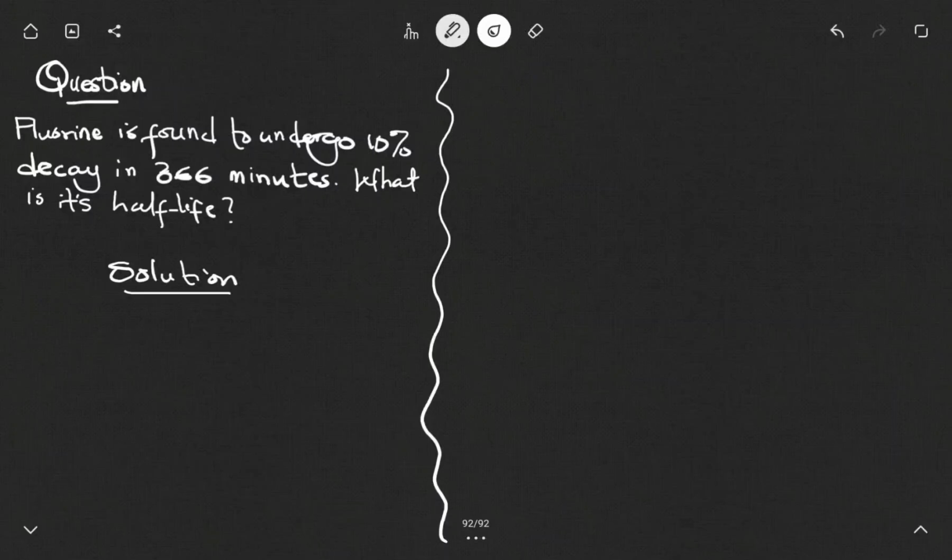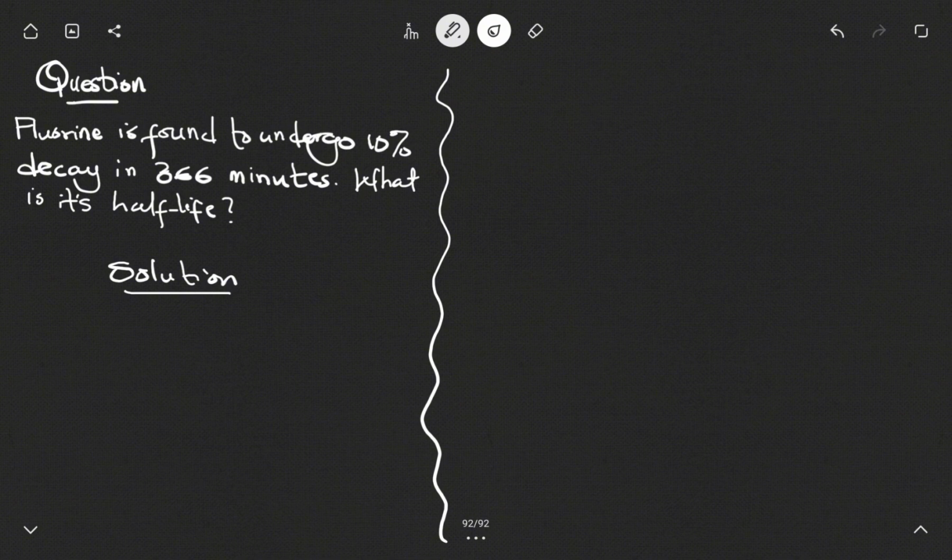Can you solve this simple question on nuclear decay? Now the question says that fluorine is found to undergo 10% decay in 366 minutes. What is its half-life? Now the half-life is simply the time taken for half of the initial amount of a radioactive element to decay. So how do you solve this question?